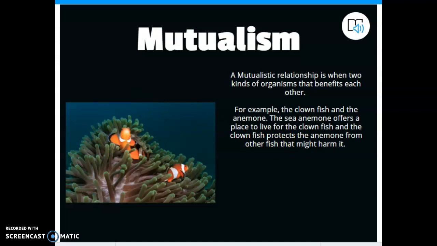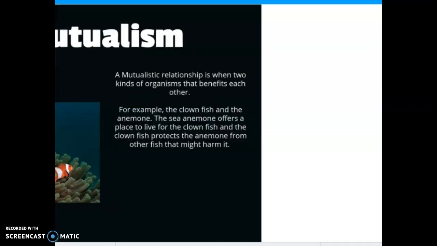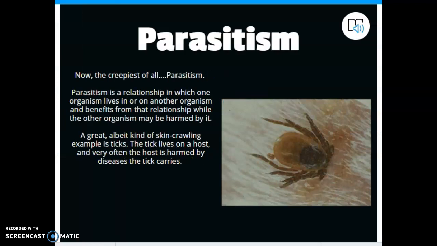It's really, really interesting. And let's take a look at our third and last type, the grossest type, in my opinion, of symbiosis. Now, remember, symbiosis is a relationship between two organisms. This is the creepiest of them all. It's called parasitism. Parasitism is a relationship where, and we can see this is probably a super close-up view of a dog, one organism lives in, that's right, in, some things get inside of things like tapeworms, or on, which is what this tick is doing, another organism.